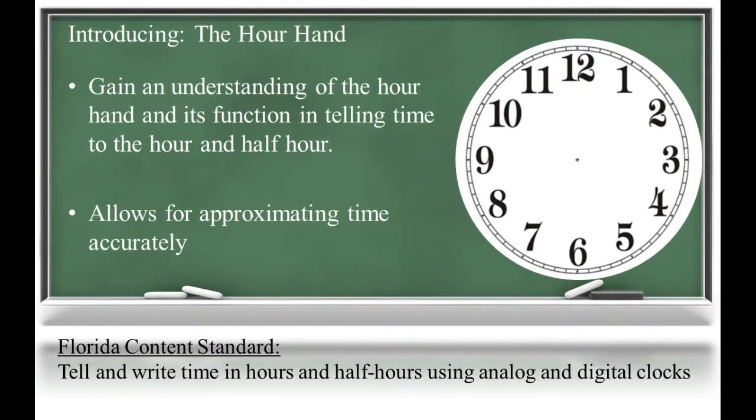The hour hand is first introduced to children alone, without the minute hand. This gives students time to investigate the hour hand and its function telling time to the hour and half hour. This also allows for practice with approximating time. For example, we can see here that this clock shows about 2 o'clock.